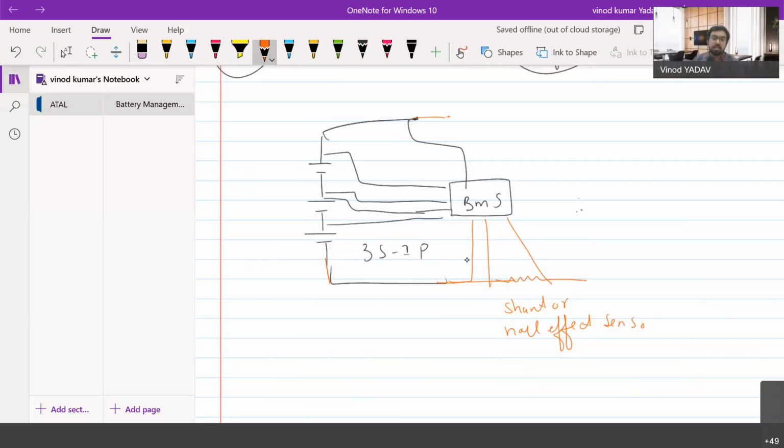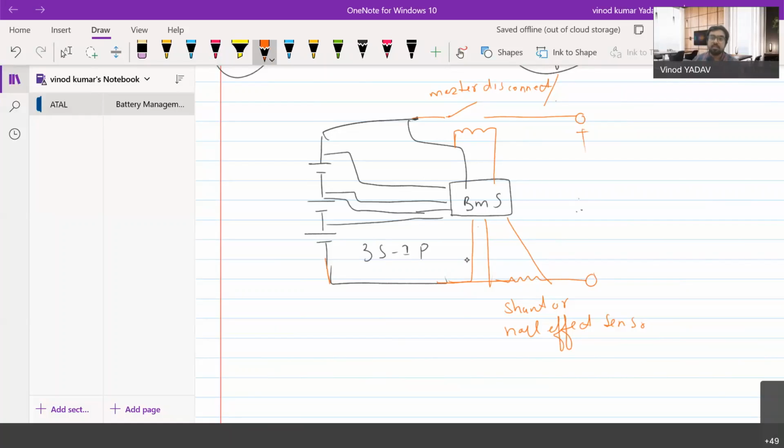Apart from this, it also has one master disconnect switch, or we can also term this a solid state switch. The purpose of this switch is that during any faulty condition, it disconnects the battery from the load side.